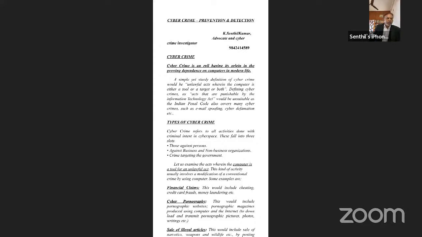The next topic is cyber stalking. It also comes under cybercrime. Now, this cybercrime is because of the various developments in the digital world and, moreover, the social networking websites. Many people have been cheated and punished in this regard.